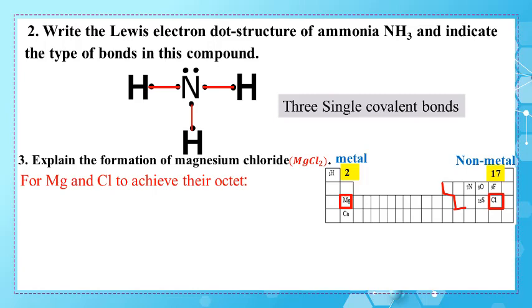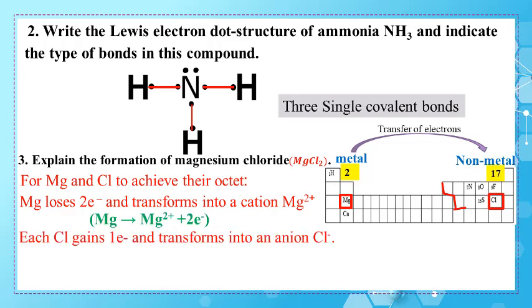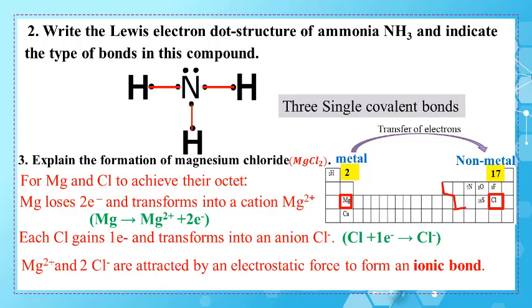For Mg and Cl to achieve their octet, transfer of electrons will occur from the metal to the nonmetal. So Mg loses 2 electrons and transforms into a cation Mg2+. However, each chlorine gains 1 electron and transforms into an anion Cl-. The oppositely charged ions are attracted by an electrostatic force called ionic bond.